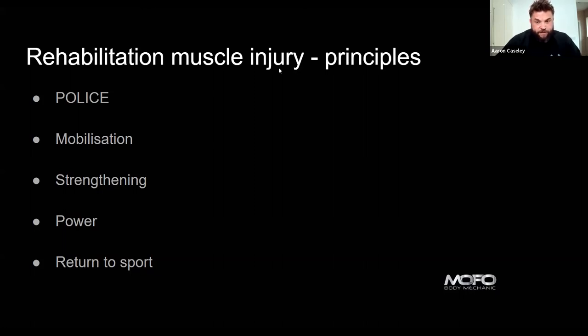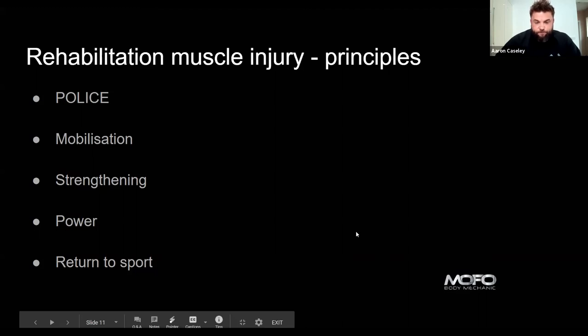So mobilization, POLICE in the early stages, that's the first 0 to 5 days. Mobilization, so isometric contractions. Strengthening, which is concentric and eccentric, and then starting to move more towards an eccentric bias. Into power, which is your plyometrics, your box jumps, depth jumps, single leg hops if we're doing lower limb rehabilitation, and then back into the sport. And once they're pain-free and able to produce the same amount of force on the left leg as the right leg, or the right arm and the left arm, that's the point when you can start to push them back into their normal everyday activity, their sports and activities.